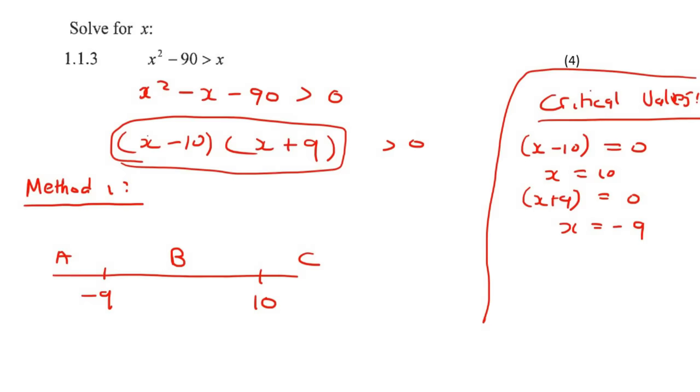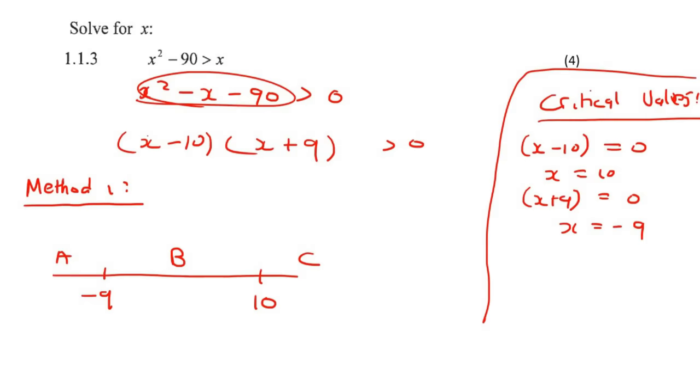You could put it here, or you could put it here, because can we agree that mathematically this and this is actually the same thing? Because if you had to multiply this, you still get that. So they're the same thing. So you can choose whatever you want. I'm going to put it over here.